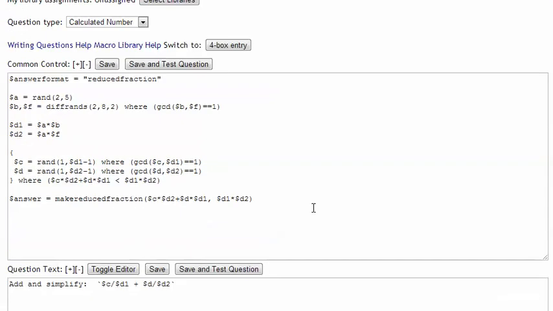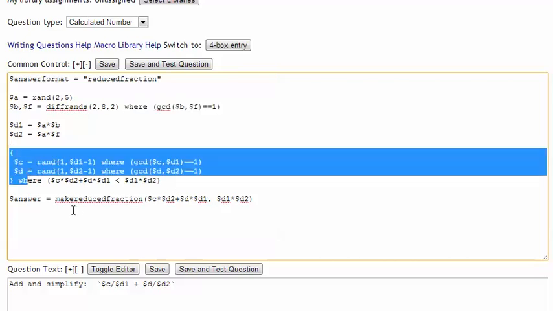Alrighty, so there's another example of writing a question, in this case a fraction question. Good things you learned in this one: make reduced fraction, using the GCD and the where clause to force conditions, and creating code blocks for blocking in a set of code. Alrighty, we'll try another question.